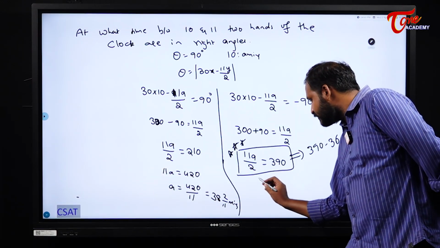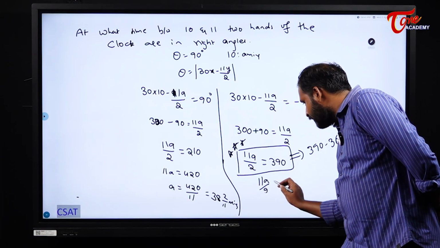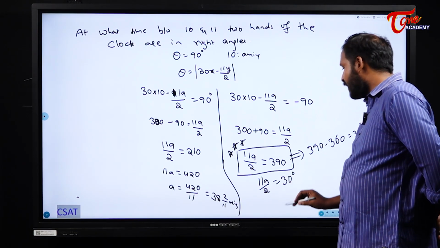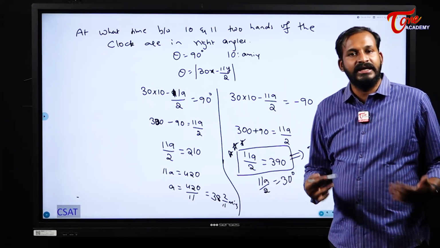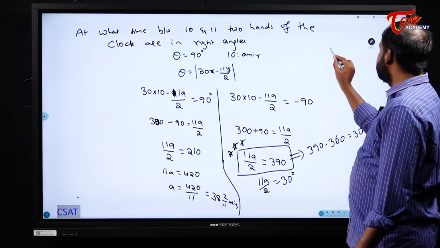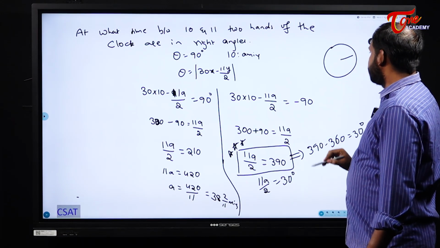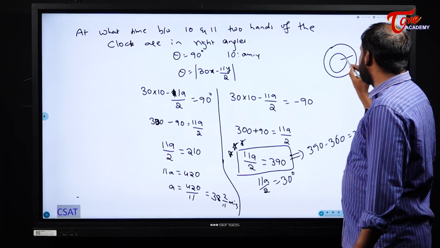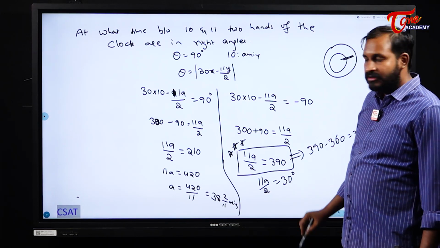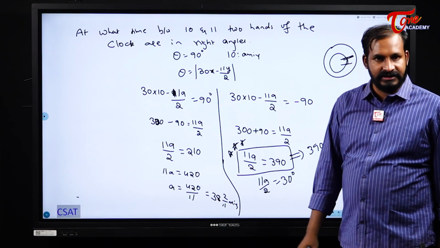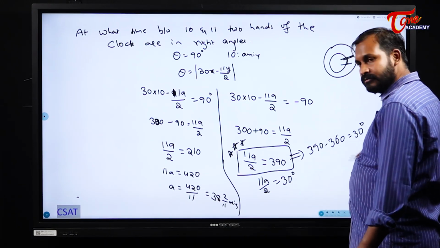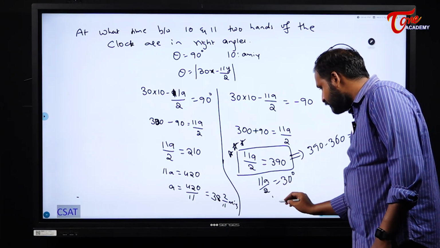So now what happens to this one? Actually 11a by 2 will become what? 30 degrees. Why am I writing 30 degrees? Because in a circular rotation, 390 degrees or 30 degrees, both are the same. See here, students. Assume that I am in this position. If I move 360 degrees, once again I will come to the same position. From here I am moving 30 degrees more. That will become what? 390 degrees. Understood? The same logic.